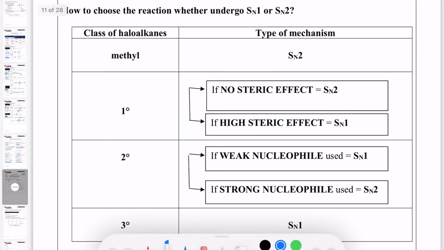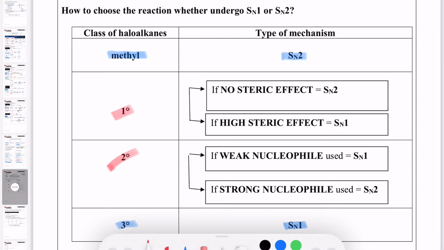So, how to choose whether the reaction undergoes SN1 or SN2? Like I mentioned before, if the haloalkane is tertiary, it will definitely undergo SN1. But if the haloalkane is methyl haloalkane, it will definitely undergo SN2. Easy, right? But you might wonder, how about primary and secondary haloalkane? So for primary and secondary, it depends. Now let's take a look at primary first.